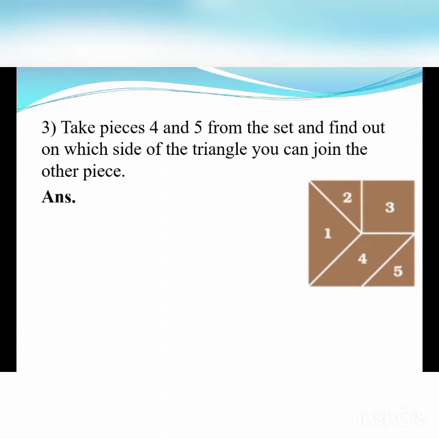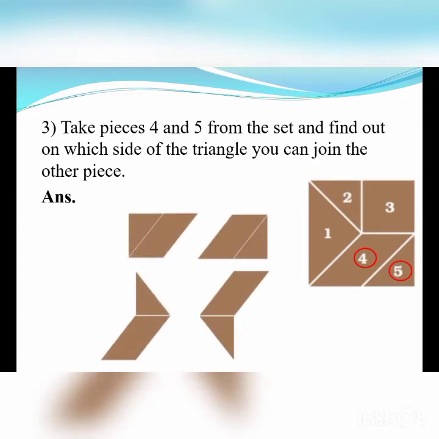Here is piece 4 and piece 5. Piece 4 is 4-sided polygon and piece 5 is triangle. Now you can join them in 4 different ways as shown here. Try to do it.